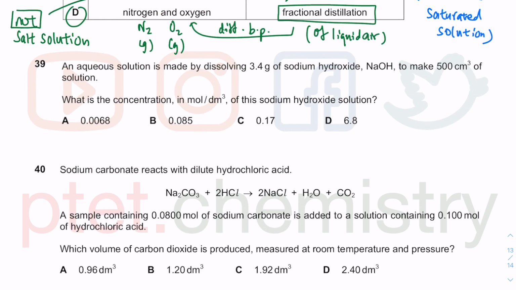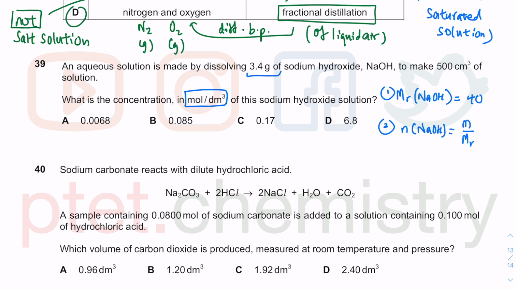Question 39, we want the concentration in mole per dm cube. First of all, we have been given the mass. So the Mr is needed in order to convert mass to mole. That is going to be 23 plus 16 plus 1, so that is 40. The next thing is to find the mole of NaOH. The mass over the Mr, so that's 3.4 over 40. That will be the mole. And then if I want the concentration, we know that n equals C times V. Therefore C equals n over V. So I have 3.4 over 40, this is mole.